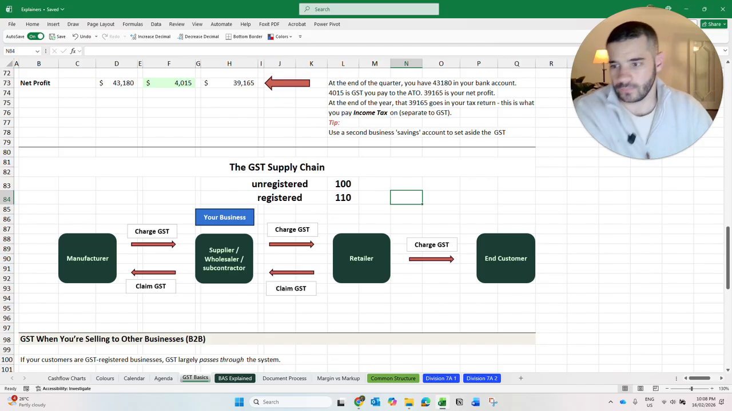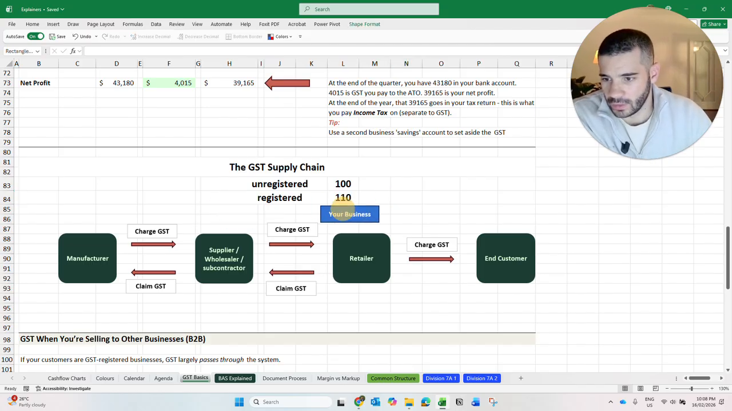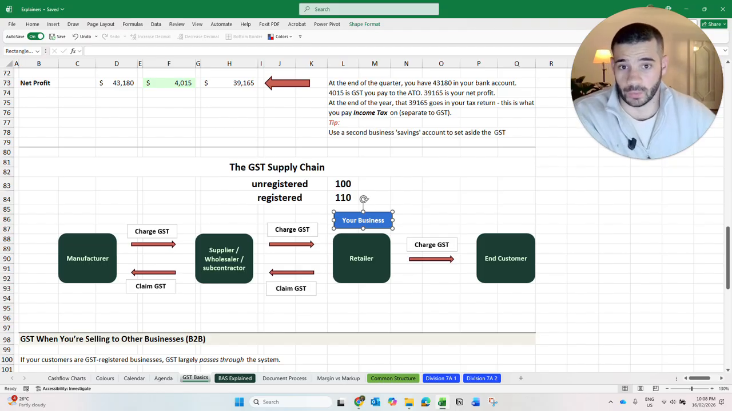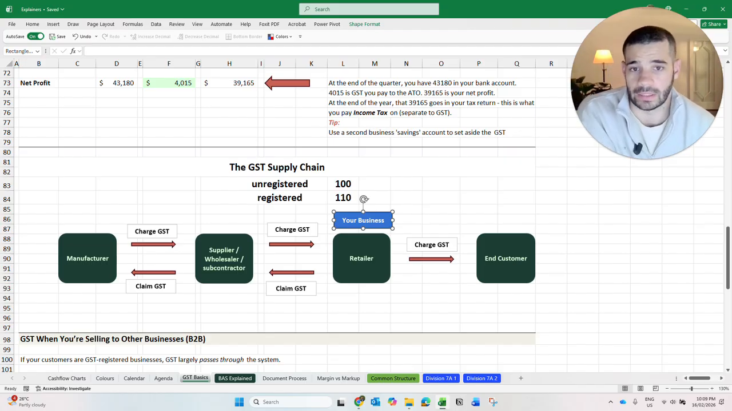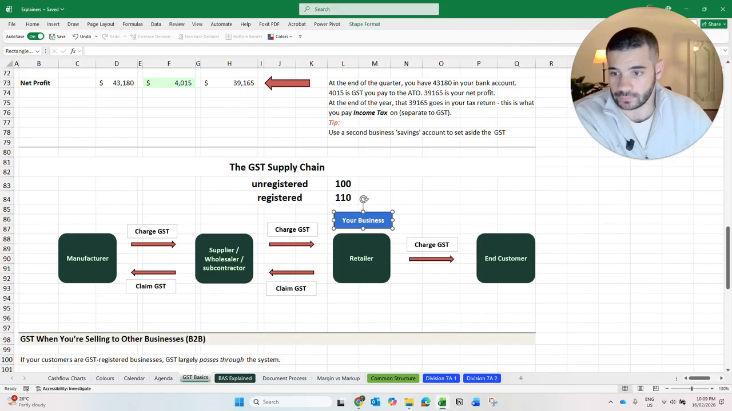Now, let's think about what happens if we now move into this position and you're no longer business to business, you're now B2C, so business to consumer. So your customer is the end customer. And so a good example might be a barbershop, or something like that. So when you start out, you're unregistered, and your haircut costs $30. Okay, no problem. Your customers are happy to pay that.